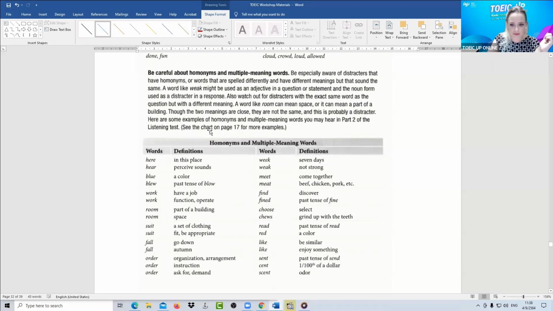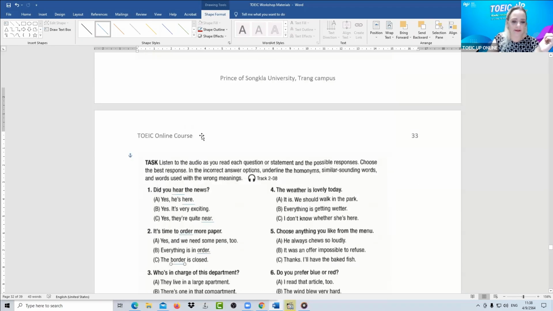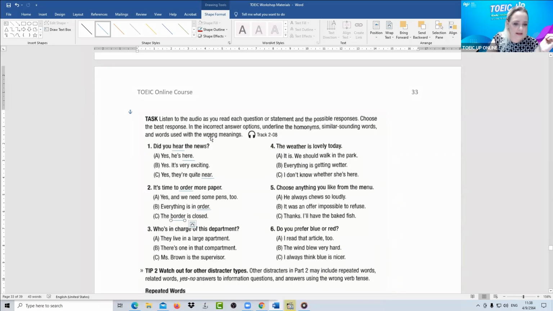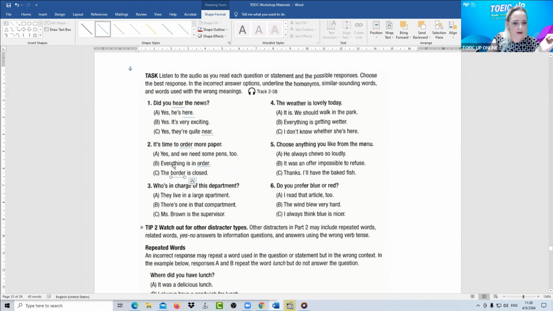Okay, can't remember where I saw it now. Oh yeah, okay. So words used with the wrong meanings. Okay, so order, everything is in order, and it's time to order. This is the wrong meanings of the word. There are 2 different meanings. Okay, the border is closed. Border sounds the same as order. So the answer to this one is A, yes, we need some pens too.